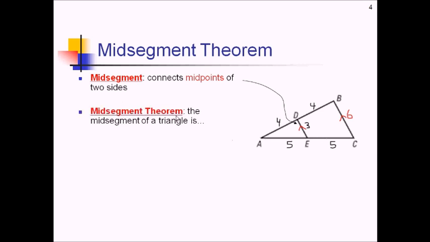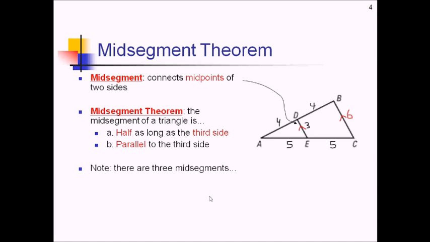Now, the midsegment theorem states that the midsegment of a triangle is two things. One of those things is half as long as the third side. So you've got three sides to a triangle, two sides that the midsegment is actually splitting in half, and then that third side's twice as long as the midsegment. And the other thing is, this is going to be parallel to the third side, so half as long and parallel to the third side. Now note that there's three midsegments in any triangle.